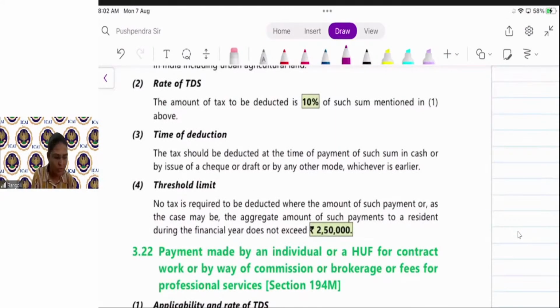Keshav, I guess you have not attended the last lecture. In the last lecture I explained the provision of section 194H, that is commission. On commission, the rate of TDS is 5%. That we have already discussed in the previous lecture. On commission, the rate of TDS is 5% and the section is 194H. I have not explained anything regarding commission today.